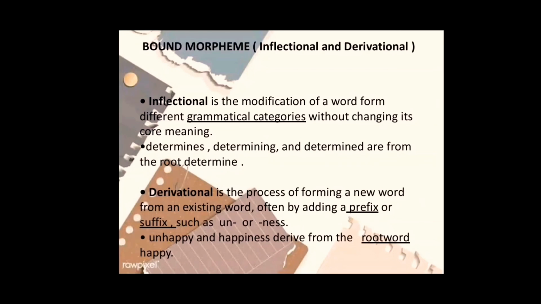Bound morphemes have two types, inflectional and derivational. Inflectional is the modification of a word form for different grammatical categories without changing its core meaning. Determining and determined are from the root determine. Derivational is the process of forming a new word from an existing word, often by adding a prefix or suffix such as un or ness. Example: unhappy and happiness derive from the root word happy.